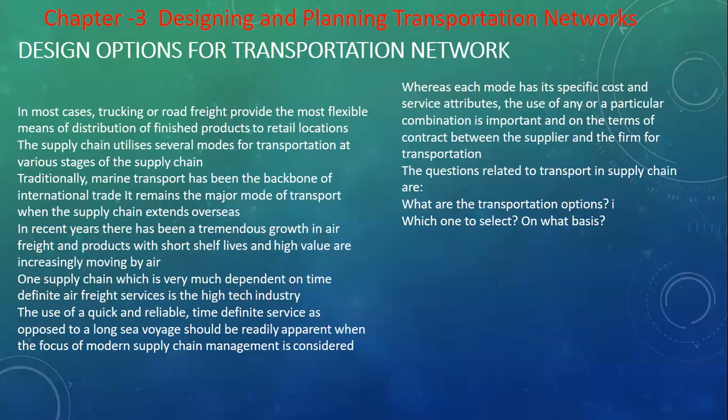Okay, retailer locations. The supply chain utilizes several modes of transportation at various stages of the supply chain. Okay, the supply chain can use various types of transportation. Traditionally, marine transport has been the backbone of international trade. By sea is the backbone. Mainly we can say 90% of the cargo moves by sea. It remained the major mode of transport when supply chains extend overseas. Okay, in the case of overseas, meaning international business, this is the major mode of transport.